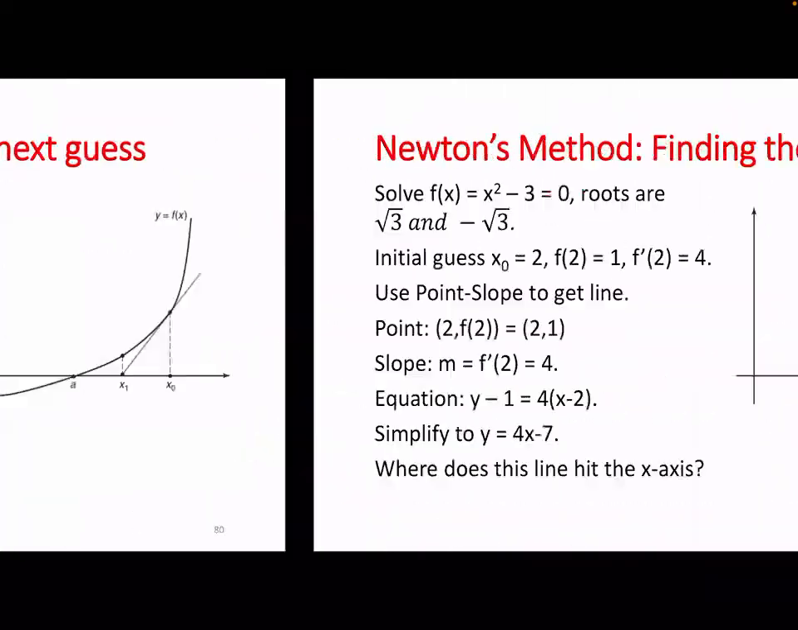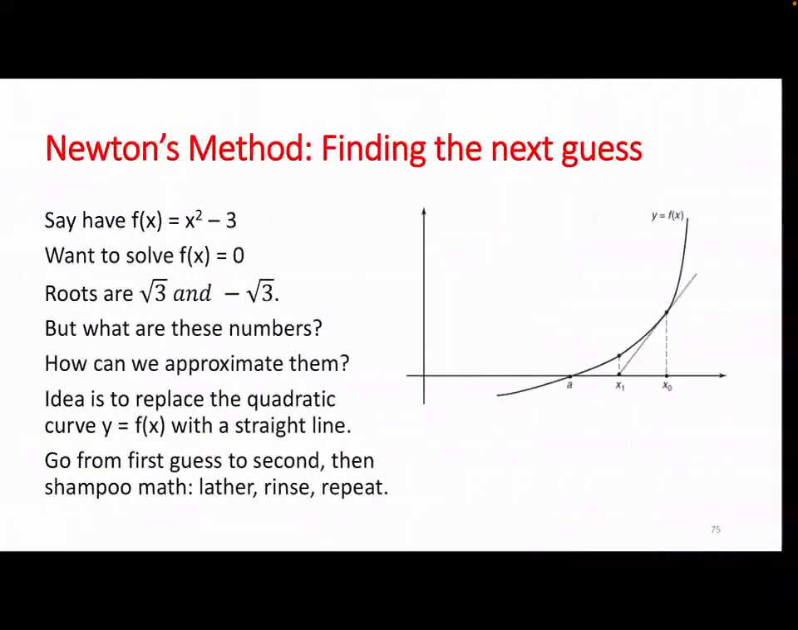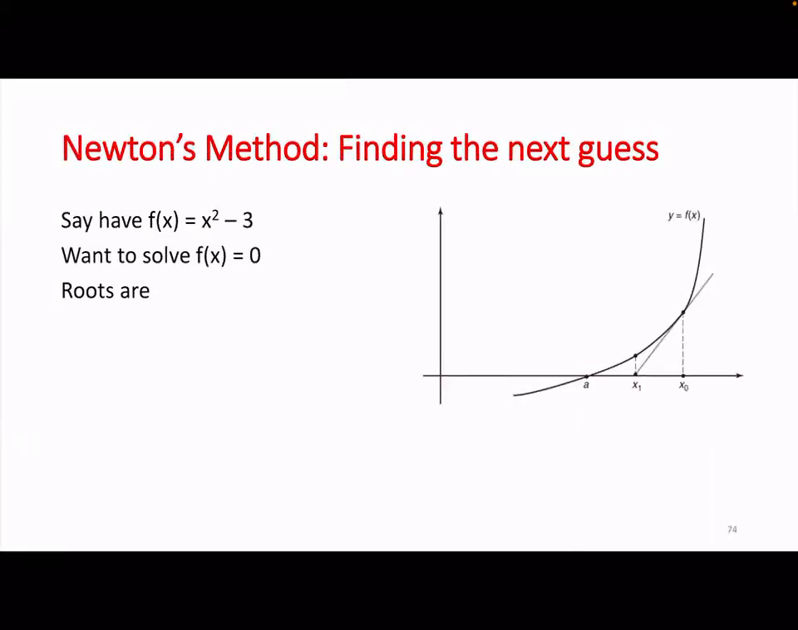No, I guess I don't show it again. All right, sorry. I thought I had drawn the picture again. So we just keep iterating again and again. So let's try it with f of x equals x squared minus 3.